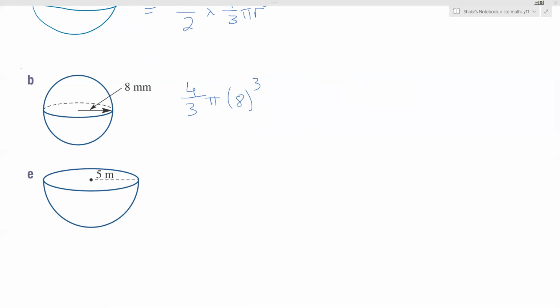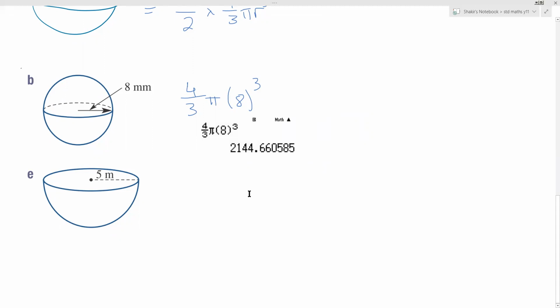Okay, I'll stop being lazy and I'll do it. 4/3 shift pi, and then 8, and I will do cubed. And there you go. That's what you do. And if you have to round off, you round off whatever you need to do. But that's pretty straightforward. That's the main math behind it.